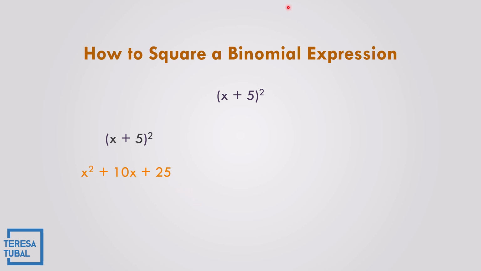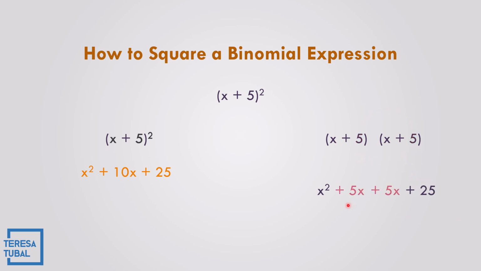What if we use the other solution using the FOIL method? FOIL method is first, outer, inner, and last. So the quantity x plus 5 squared is also expressed as x plus 5 times x plus 5. Using the FOIL method, we need to multiply x times x. X times x is x squared. And then afterwards, outer, so x times 5, that is equal to positive 5x. And then inner, 5 times x is equal to 5x. And then the last, 5 times 5 is equal to 25.